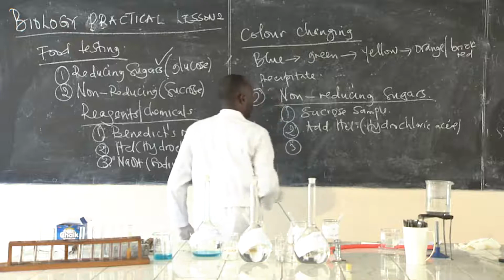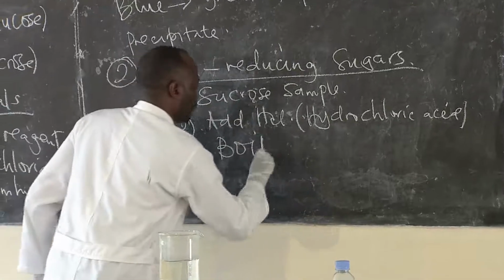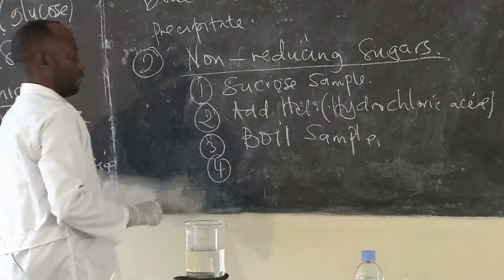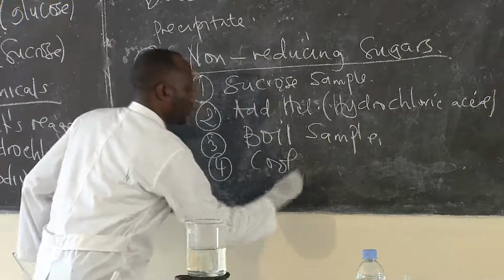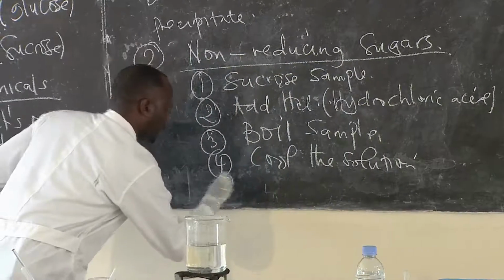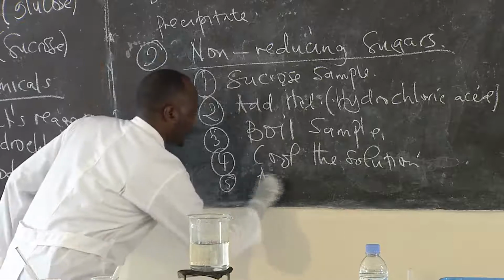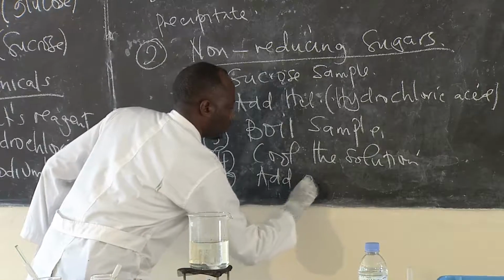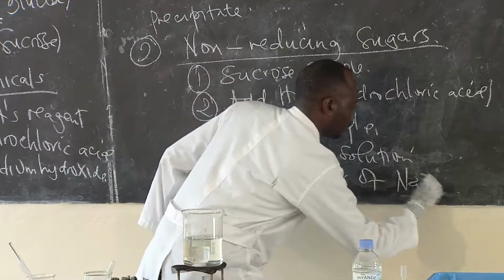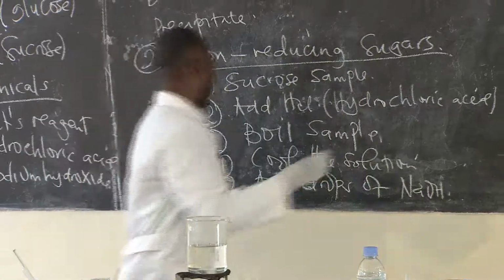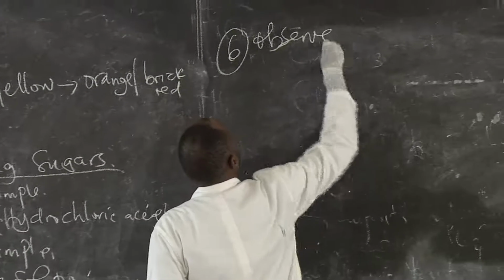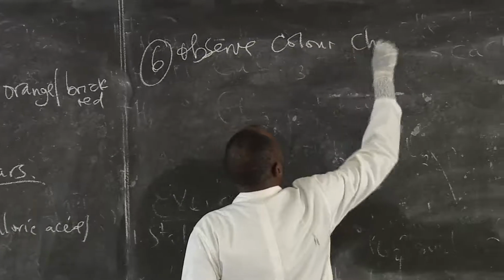Number 3, you boil the sample. Then 4, after boiling, you cool the solution. After cooling, we go to number 5: you add drops of sodium hydroxide. Now, number 6, you observe the color changing.